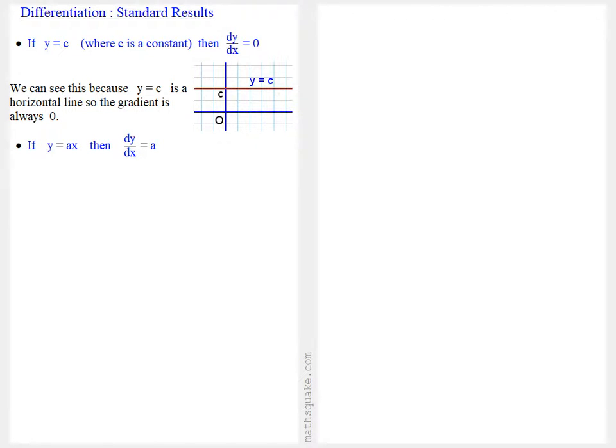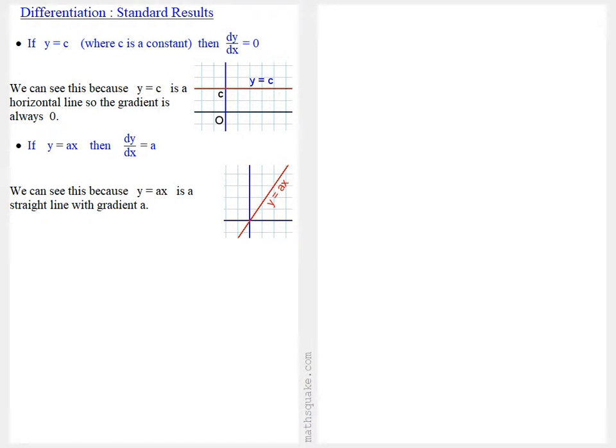If we have y equals ax, then dy by dx is equal to a. We can see this because y equals ax is a straight line with gradient a. We have seen that if y equals x squared, then the gradient function dy by dx is equal to 2x. And if y is equal to x cubed, then the gradient function dy by dx is equal to 3x squared.